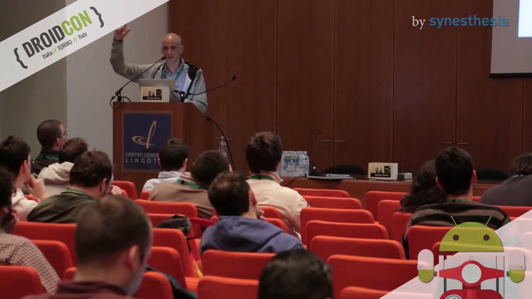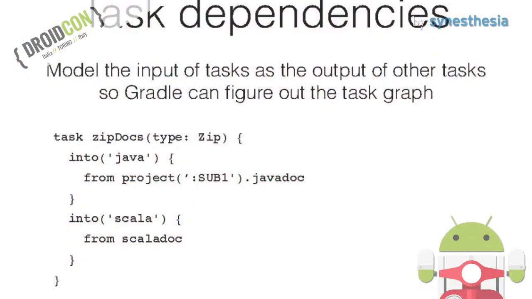You can say, into the Java folder, I want to get whatever the Javadoc task produces. And what does it produce? It produces whatever is defined as its output. So the Javadoc task says, my output is, I put stuff in that folder, right? And now the zip task just says, well, whatever the Javadoc task produces, and wherever it produces it, take it and zip it up. Same for the Scala doc.